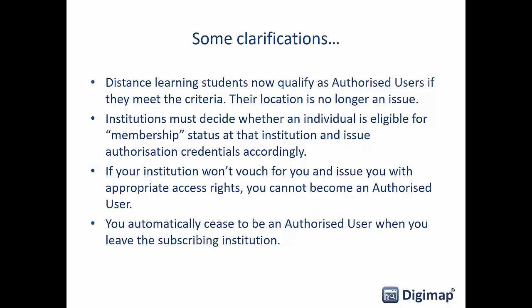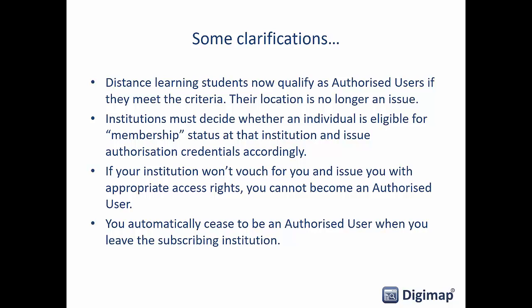Another key point, it is up to institutions to decide whether any individual is eligible for a sort of membership status with them, and the institution is responsible for issuing authorisation credentials accordingly. So using the UK Federation Access Management System, this is entirely possible, where you can have a large group of people of whom different sectors of it have different access rights. So if your institution won't vouch for you and doesn't regard you as a proper full-blown member, and won't issue you with the appropriate access rights for this particular service, then you can't become an authorised user.